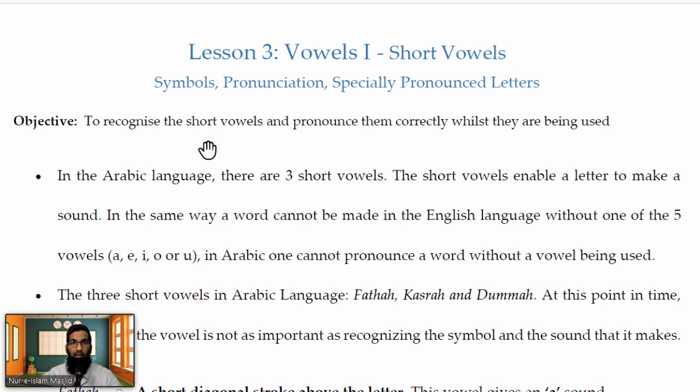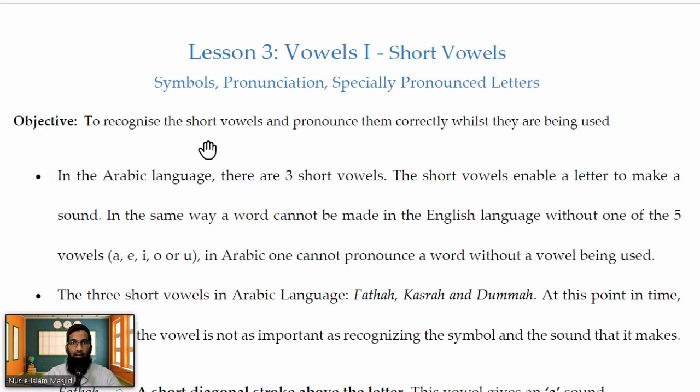And I'll show you how it looks. If it's confusing right now, don't worry about it. Just know that in Arabic, there are 3 vowels. They're short vowels and they're going to be pronounced short. They're not going to be lengthened, they're going to be short. So remember that. And also remember that these vowels come above the letter and sometimes below the letter. That's where they're actually going to be placed.